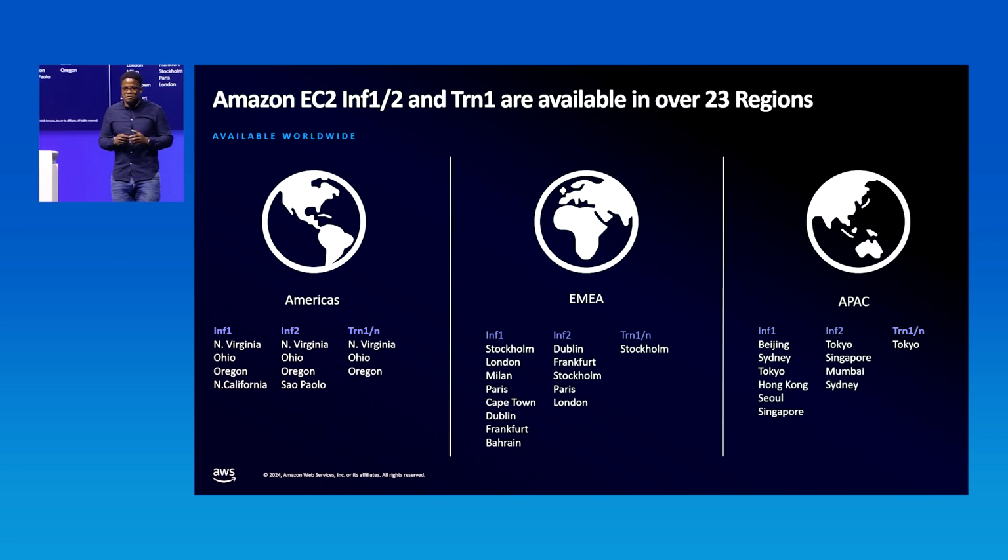We have made a significant investment in the global accessibility of these accelerators. This slide illustrates the worldwide availability of Inferentia 1, Inferentia 2, and Trainium across the 23 regions over the major geographical areas of the Americas, Europe, Middle East, and Africa, and Asia-Pacific, China. And because charity begins at home, we'll focus on EMEA, and we have the Inferentia 1 available in 8 regions to deploy your deep learning models, and the Inferentia 2 to deploy your large language models and diffusion models is available in Dublin, Frankfurt, Stockholm, Paris, and London, and Trainium 1 is available in Stockholm.